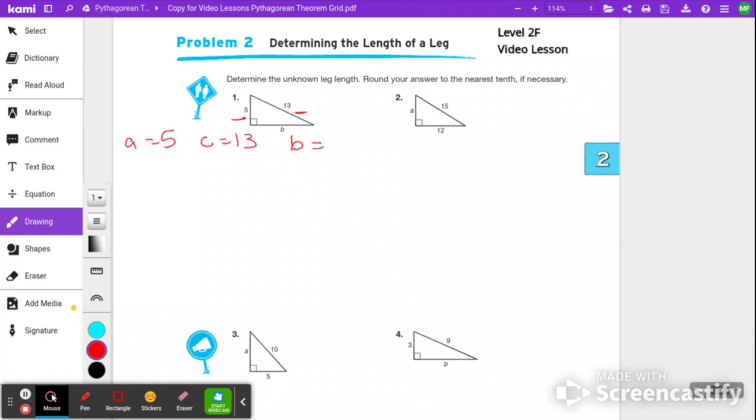The missing side length is B. A squared plus B squared equals C squared. In this situation, we need to determine the length of B. We'll plug our numbers in and then solve the equation.